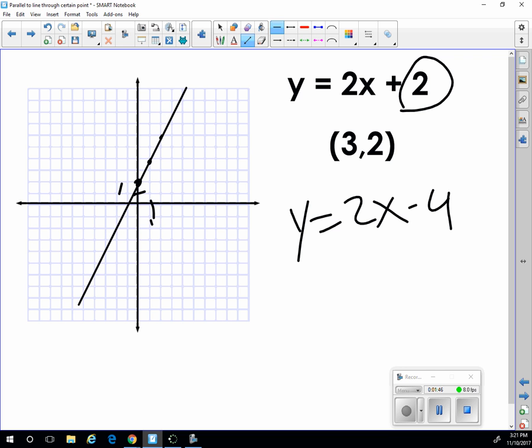Okay, so that line does not go through (3, 2), but let's check out this other one. It crosses the y-axis at negative 4: 1, 2, 3, 4, and then goes up 2 over 1, up 2 over 1, up 2 over 1. It does go through (3, 2). And we'll try to show that those two lines are parallel.